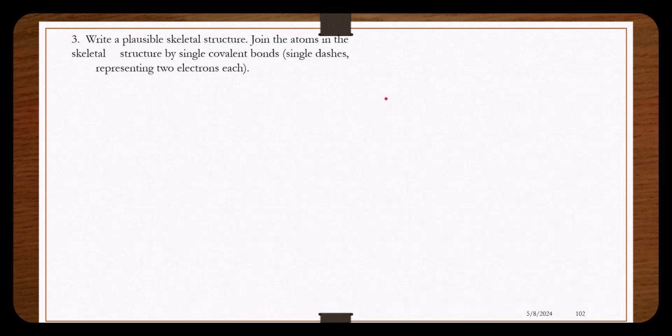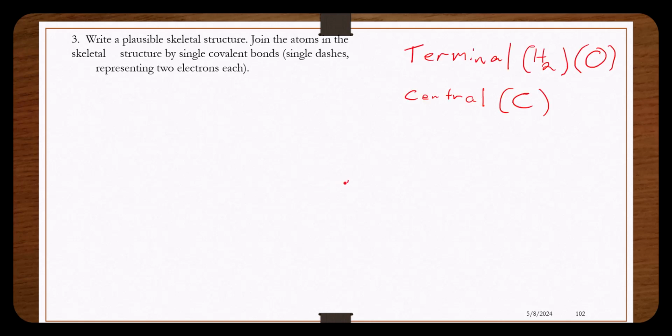In step 3, we write a plausible skeletal structure. We join the atoms in the skeletal structure with a single covalent bond, or a single dash representing 2 electrons. So to start off, we put the atoms in categories and identify the central atom. We identified carbon as a central atom, and the terminal atoms were the hydrogens and the oxygen.